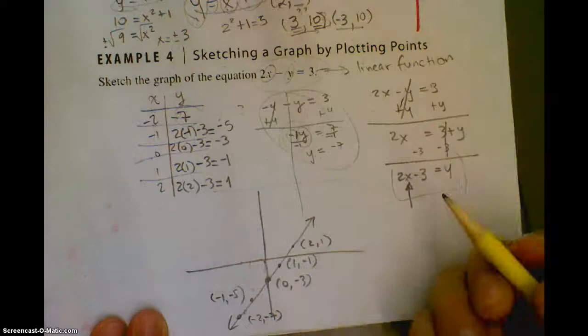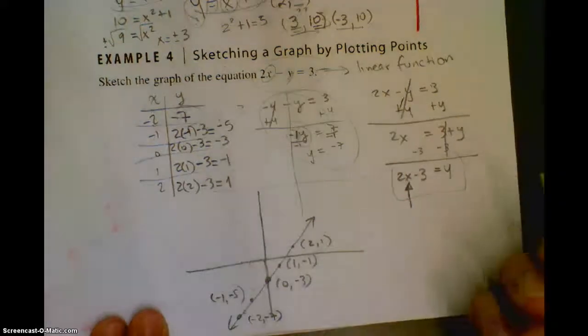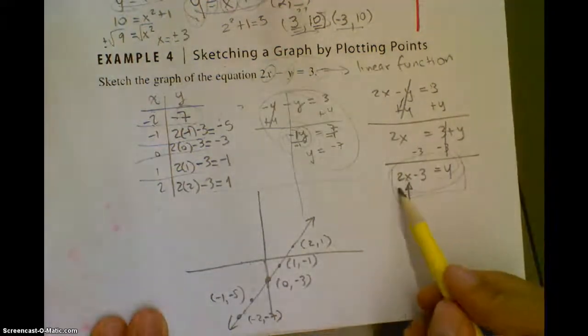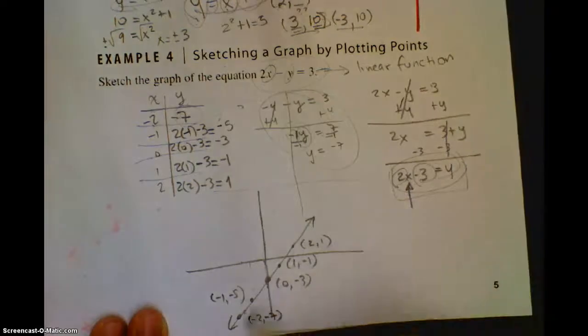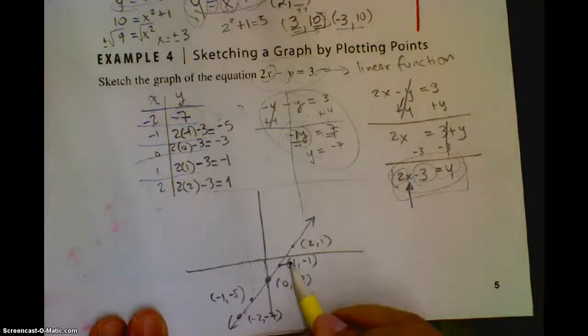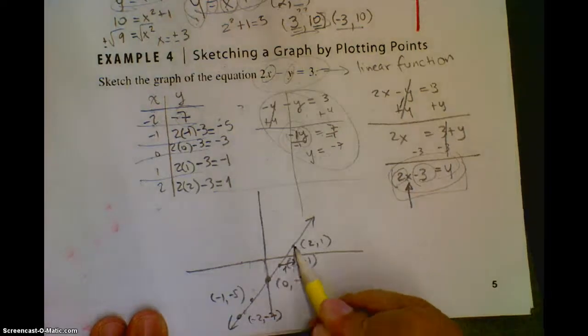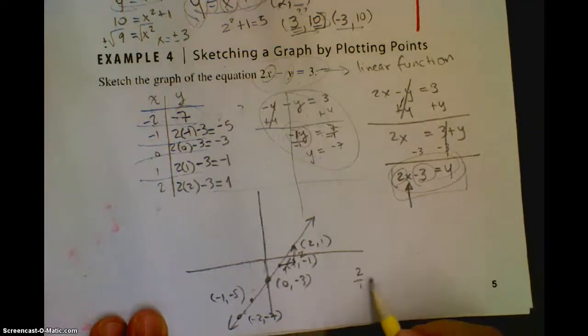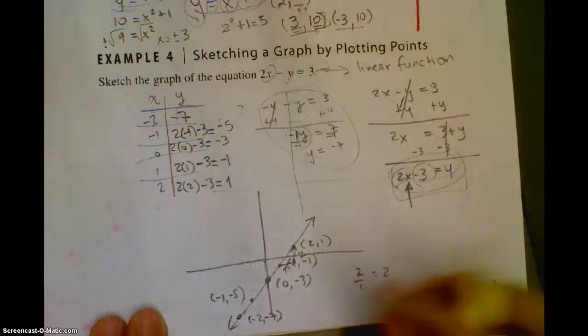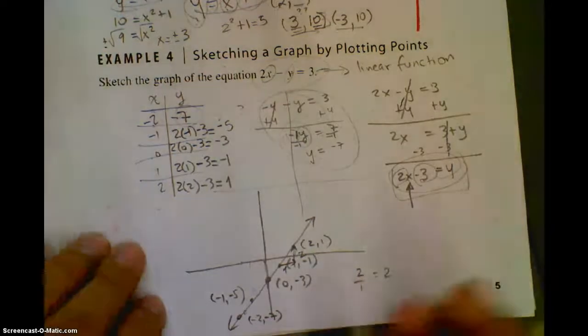Now, if I were asked how much the slope is of this line, I can look at my equation and say the slope is 2, the y-intercept is -3, or I can figure it out from the graph. I can say every time you go over 1, you go up 2. So the slope is 2 over 1, which is 2. And I can answer some other questions about the graph, but that will come later.